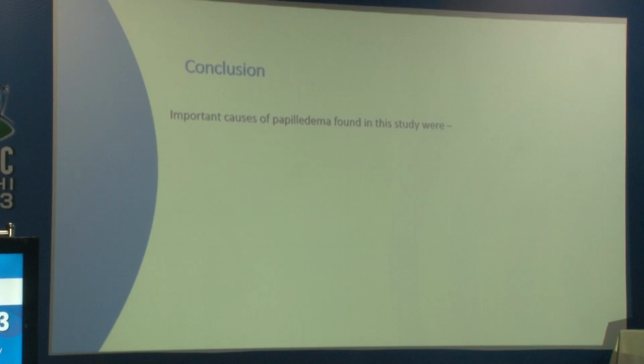Conclusion: the important finding of this study was, number one, tuberculosis is the most common cause of papilledema, either in the form of infection, that is tubercular meningitis, or in the form of space-occupying lesion, that is tuberculoma.